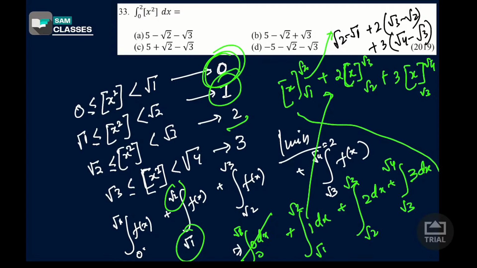Chalo. So if you see what I am getting, I'm getting root 2 and then I'm getting minus 2 root 2. So root 2 minus 2 root 2 I'm getting. So that is equal to minus root 2. Check where we have minus root 2. So this option is gone. It can either be A, B or D.